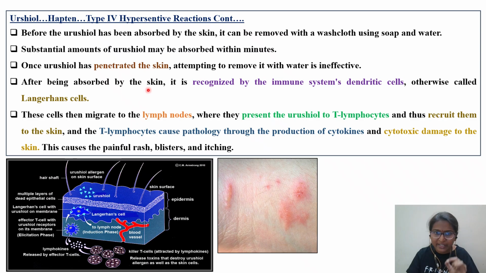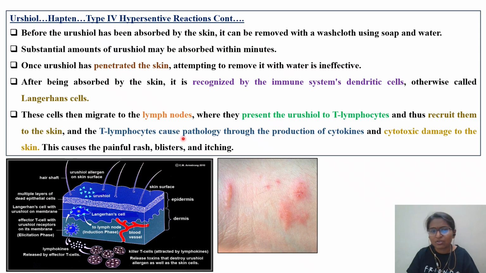After being absorbed by the skin, this artiol is recognized by our immune cells. Our body's immune cells will be the defense mechanism. What it will do is start activating the dendritic cells, also known as Langerhans cells, right? These dendritic cells or Langerhans cells will identify this particular artiol, and these cells can then migrate to the lymph nodes. In the lymph nodes, they present artiol and come in contact with the T lymphocytes, and thus recruit them to the skin.